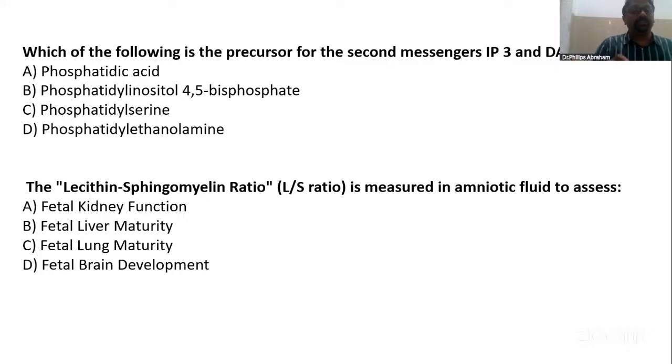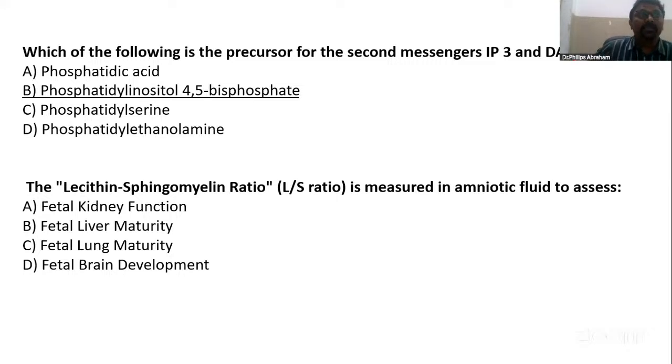Next question: which one acts as a second messenger, producing IP3 and diacylglycerol? I'll be coming to diacylglycerol later. That is phosphatidylinositol, more specifically phosphatidylinositol 4,5-bisphosphate.